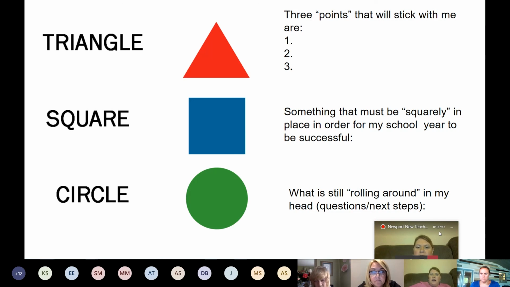For the square, thinking about, we're getting ready to start our school year virtually. That's because kind of our whole purpose today was to think about how that could be successful. So something that you must have squarely in place in order for your school year to be successful. And then the circle is just what's still rolling around in your head. What questions do you still have? What are you still wondering about? What are some next steps you may like for follow-up support or next steps that you're going to take on your own to further your professional learning?